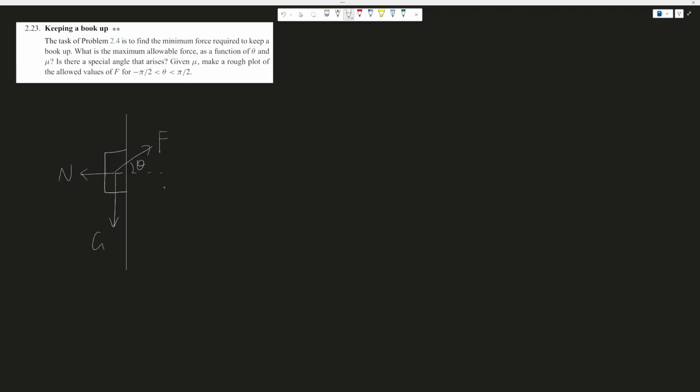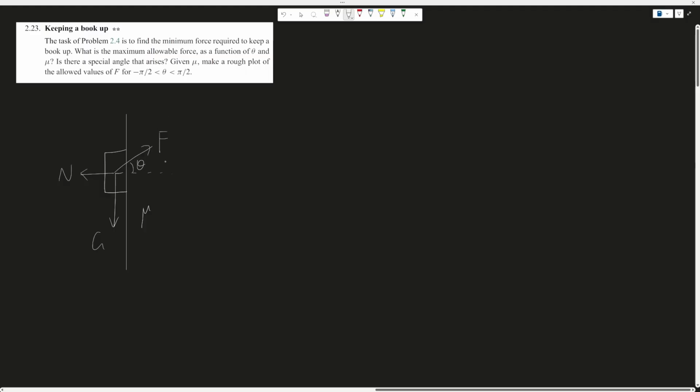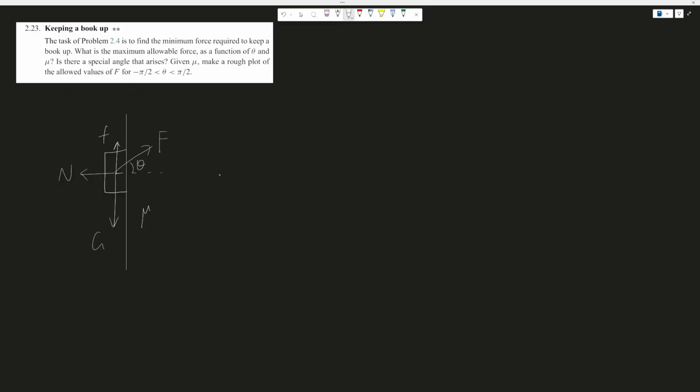In problem 2.4, we had this book on a wall. And between the book and the wall, there was a coefficient of friction, mu. We're applying a force, F, upwards to the right to keep this book up. And there was also this friction pointing upwards. It was basically asking us what's the minimum force to keep this book up. And our exercise 2.23 is asking us for the maximum allowable force.